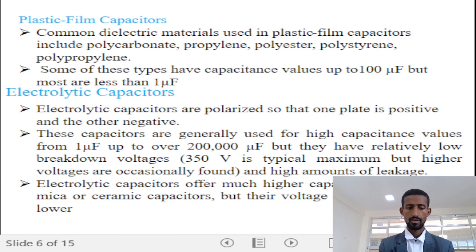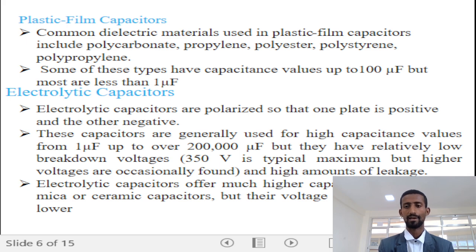We may produce this type of capacitor. The other type of fixed capacitor is the electrolyte capacitor. What is electrolyte? What does it mean, electrolyte? In your common sense, what do you think? Electrolyte capacitors are polarized. What does polarized mean?